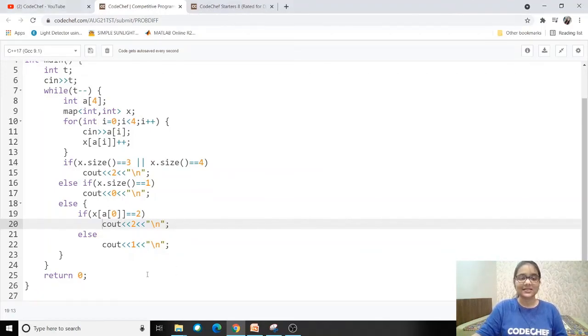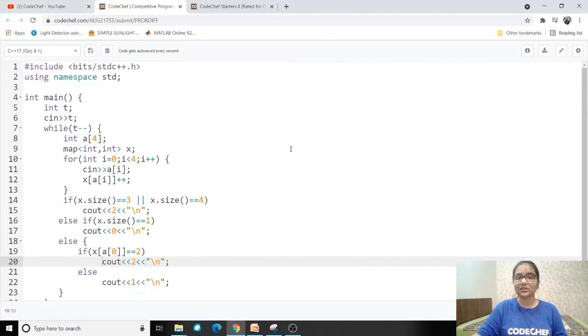So that's it, guys. This is how we will be doing the code of the problem. There may be different ways of doing the code for this problem, which you can try out on your own.